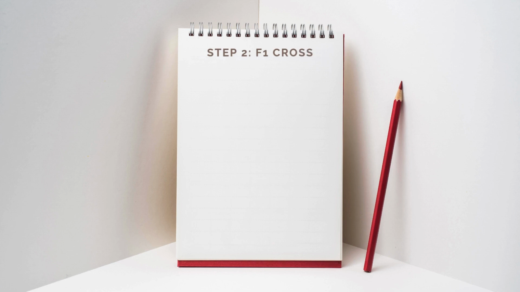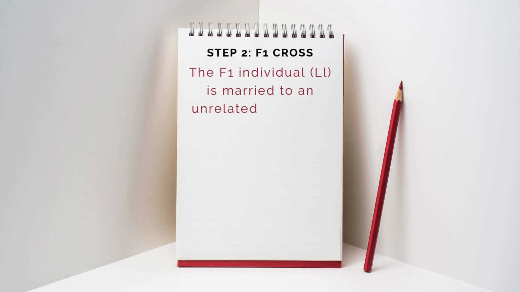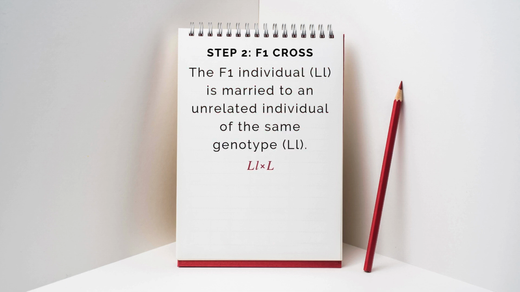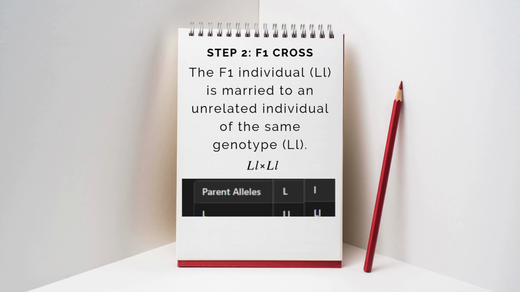Now, let's see the F1 cross. The F1 individual is married to an unrelated individual of the same genotype. Thus, we perform the cross and we see the Punnett square.